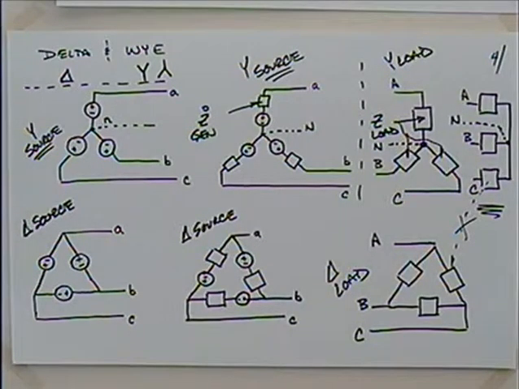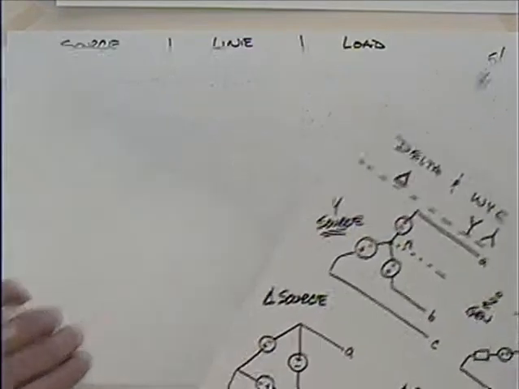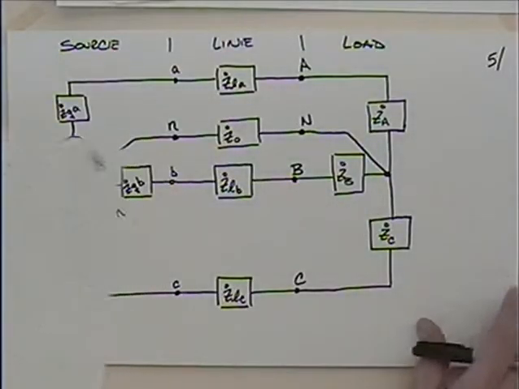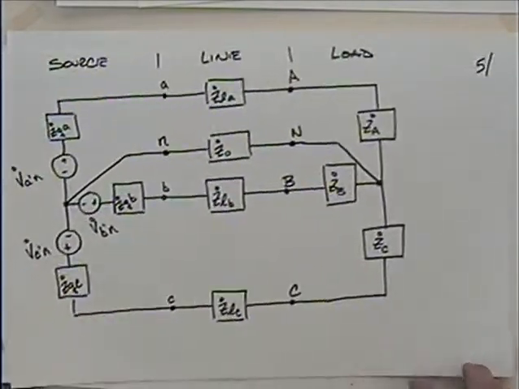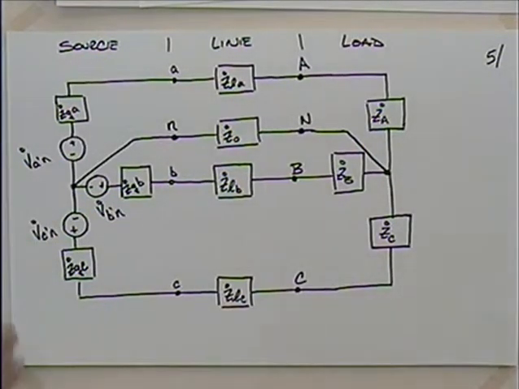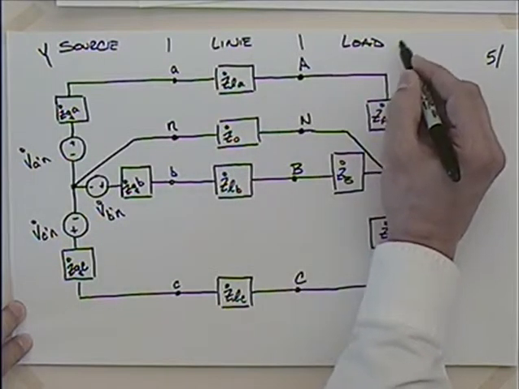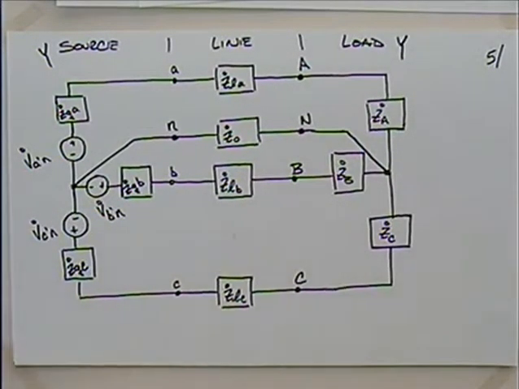So usually we don't have that neutral with the delta, like they're drawn here. So let's say I put all of this together. I take maybe a Y source and put it together with a, isn't this a Y source? Yep. And I put it together with a Y load, and I get something like that.